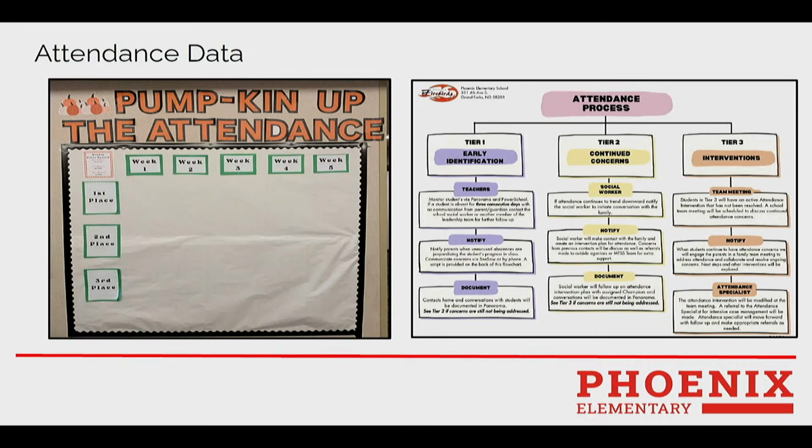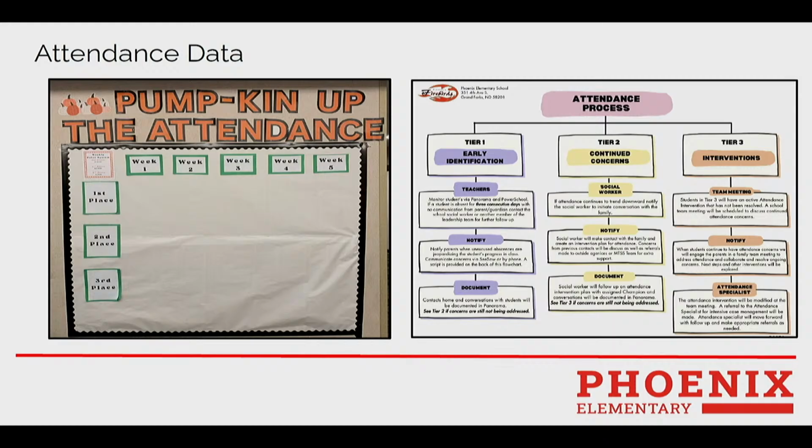This next one is, as a district, as you know, we're doing our Attendance Matters initiative. At the school level, we're doing Pumpkin Up the Attendance, which is ongoing right now. We're in week 2. It's a fun, competitive thing for classes to go against each other. Whoever wins first place gets a pizza party, second place is cupcakes, and I think third place is ice cream. Just a fun thing for kids to be excited about and look forward to.